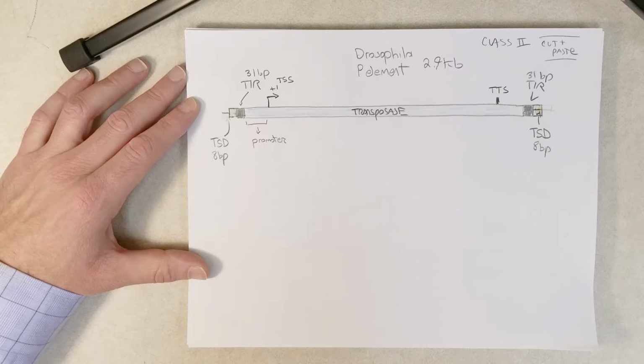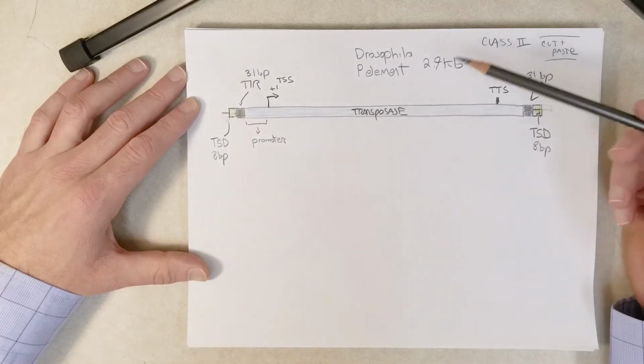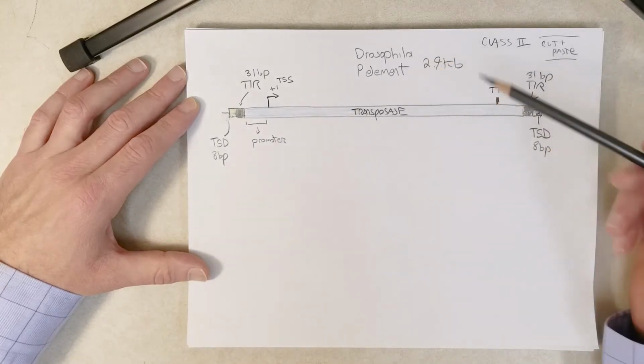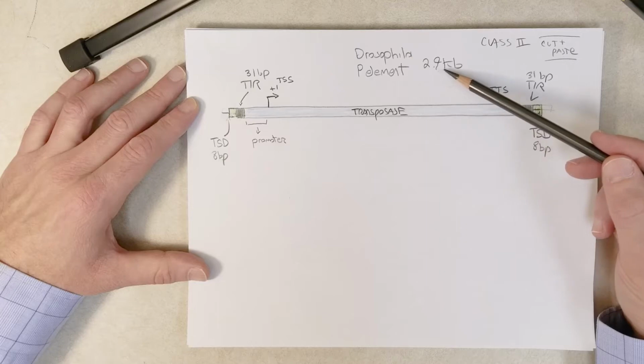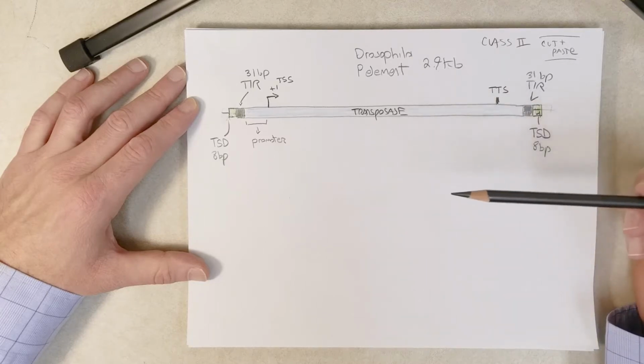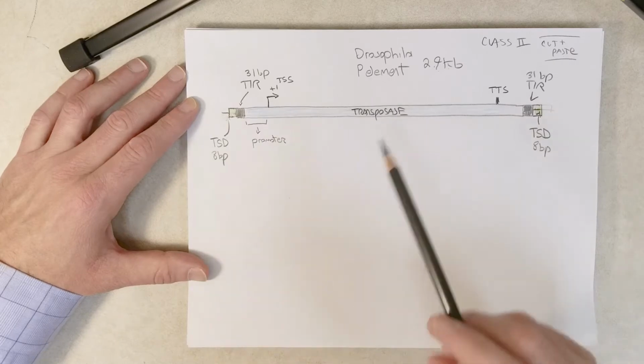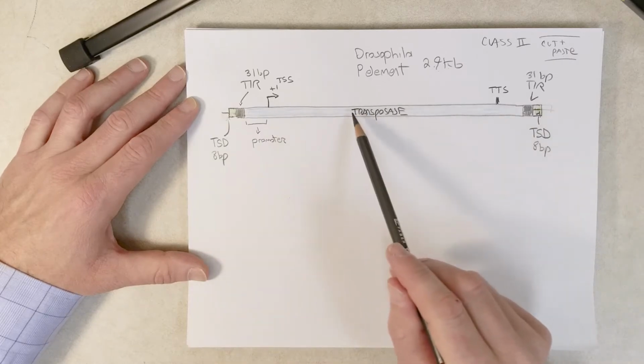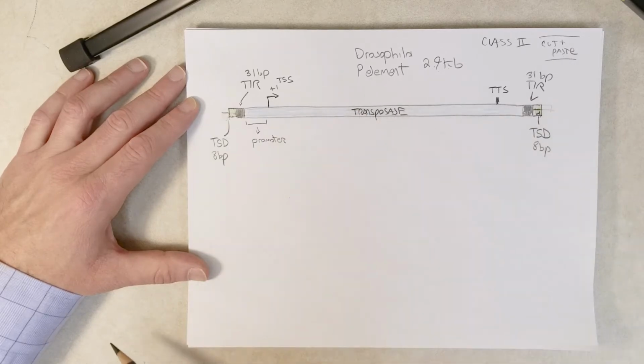an epigenetic mechanism involving these strange RNA molecules called piRNAs. So the Drosophila P element is about 2.9 kilobases long, so 2,900 base pairs long, and it encodes a single gene, so a single transposase.